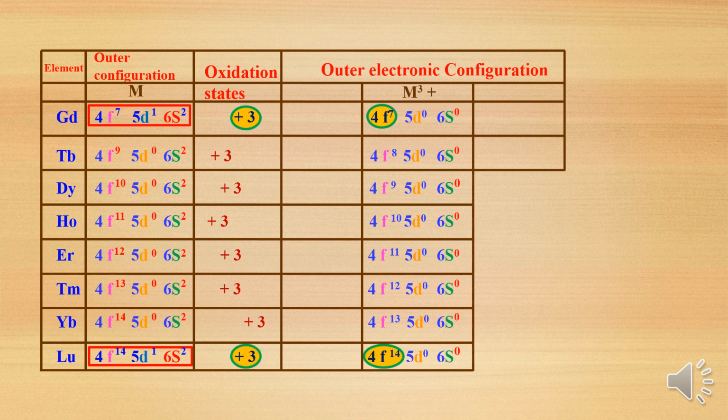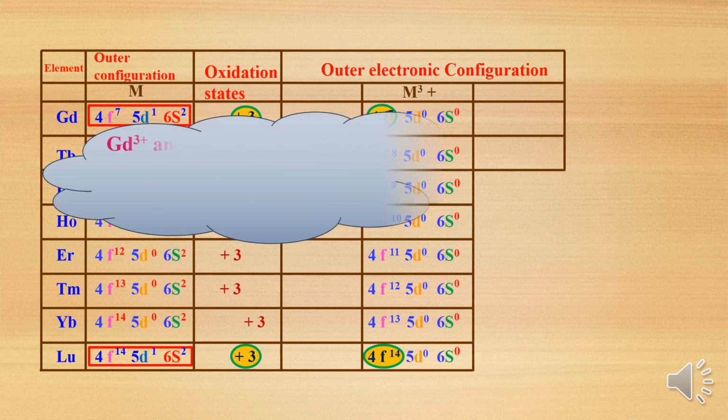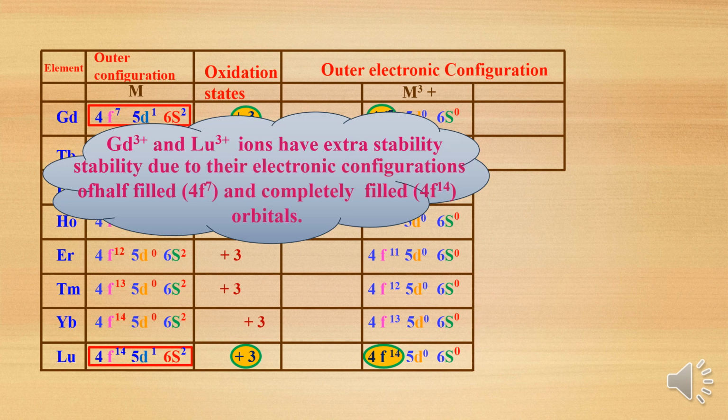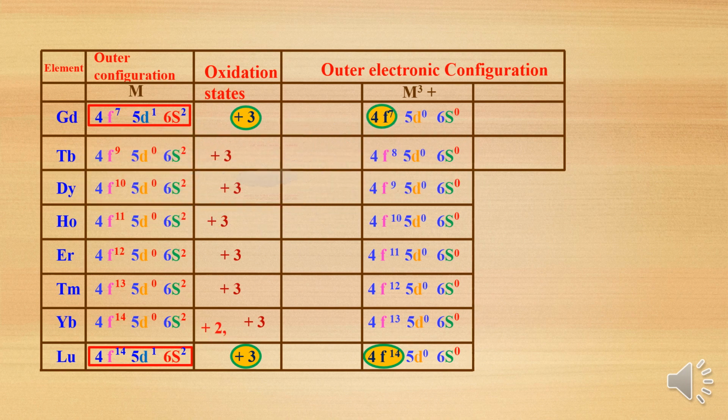Other than plus 3, plus 2 and plus 4 are possible, as I already told. You can see two cases here, gadolinium and lutetium. Here, why is the 5d1 6s2 configuration there? Because a half filled and a completely filled orbital is already present, so it is already extra stable. That's why it is 5d1 6s2, with one electron present in 5d. So the plus 3 ions of gadolinium and lutetium have extra stability compared to other elements because of half filled and completely filled orbitals.